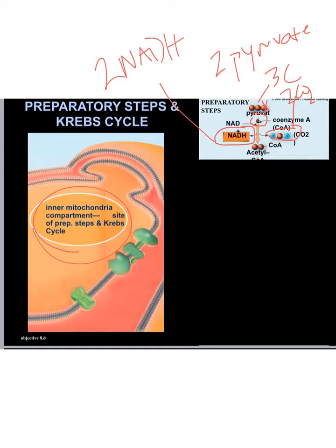And then you're going to have this molecule called coenzyme A that's going to come in and join with the 2 carbons that are left, and that produces this molecule called acetyl-CoA. Acetyl-CoA is what can actually enter the Krebs cycle and be utilized to make some more ATP.